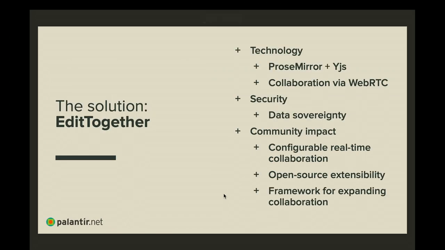Add it together. What does it actually do? What's it doing behind the scenes? We're using a combination of two things. ProseMirror, which is a rich text editor. How many of you use Jira?